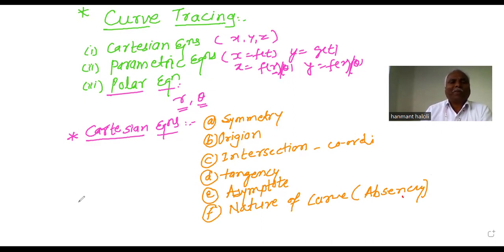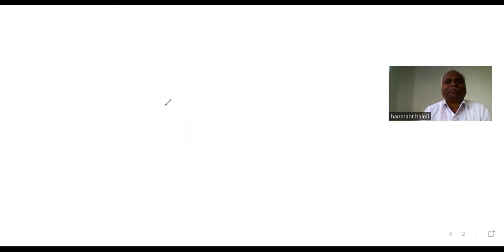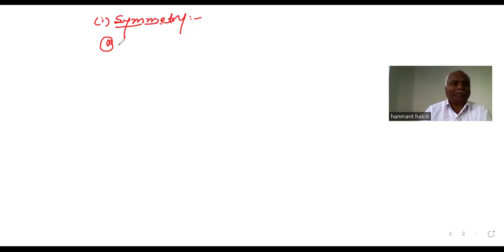Now we discuss these points one by one in depth. First, symmetry of Cartesian equations, the symmetry of the curve about the axes. For this, check the powers of variables. From the powers of variables, you can identify whether the curve is symmetric about the axes.